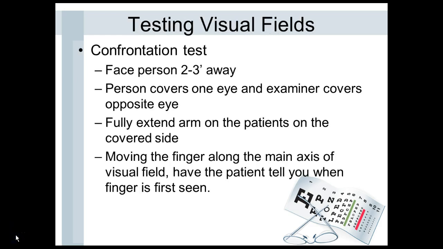A confrontation test is completed to check for visual fields. The person faces the examiner about 2 to 3 feet away. The person covers one eye and the examiner covers the opposite eye. This is in order to produce a baseline. Fully extend the arm out on the patient's covered side, and you're moving your fingers along the main axis, and the patient will tell you when it's first seen.